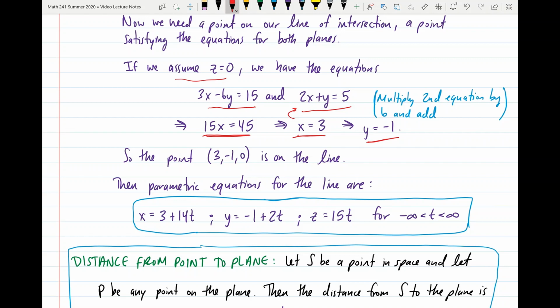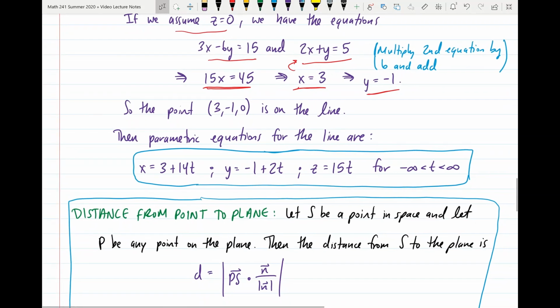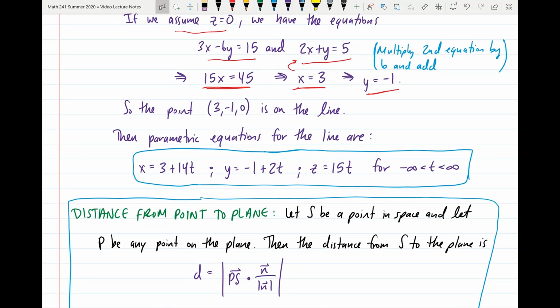If that was a little bit fast, how we solved the system of linear equations there, you can pause the video here, write down both of these equations, 3x - 6y = 15 and 2x + y = 5, and solve the system for yourself, because I did go over the calculation briefly. After we have found our x-coordinate and our y-coordinate, we can conclude that the point (3, -1, 0) is on our line of intersection.